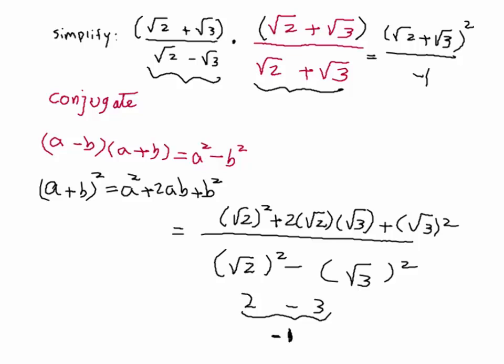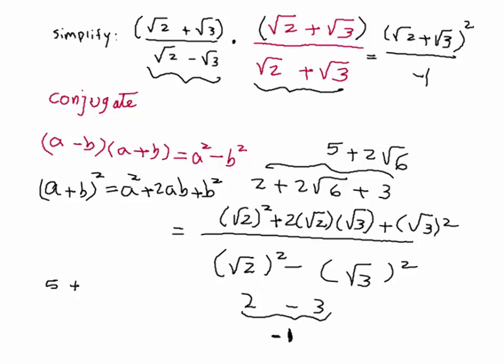So in this case, I would get 2 plus 2 radical 6 plus 3, which is really 5, plus 2 radical 6. The whole thing is over minus 1. So I would get 5 plus 2 radical 6 over minus 1. Or you can just distribute that minus 1 here, right, as minus 5 minus 2 radical 6. That would be the answer.